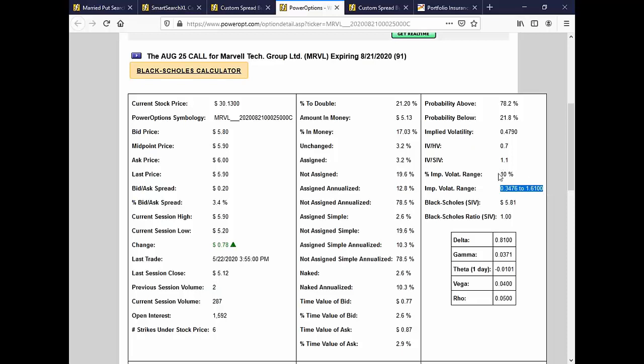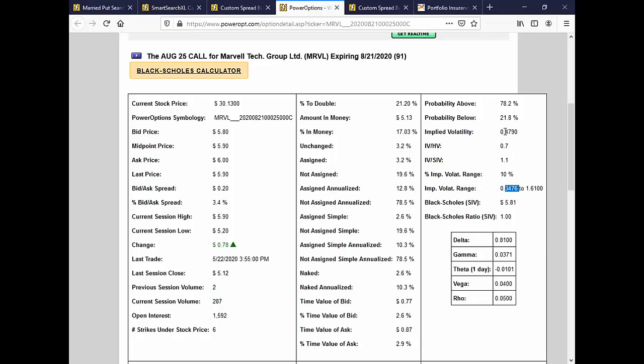Okay, so right now it's at 10%. This isn't too bad. It's at 10% of its total implied volatility range since this specific exact option was released on the market. It's gone from 0.3476 to 1.6100. That was probably right around the bottom there sometime in March when it hit 1.61. But we're at 0.47, so we're in the 10th percentile. We're not too far away. We are a little bit far away.